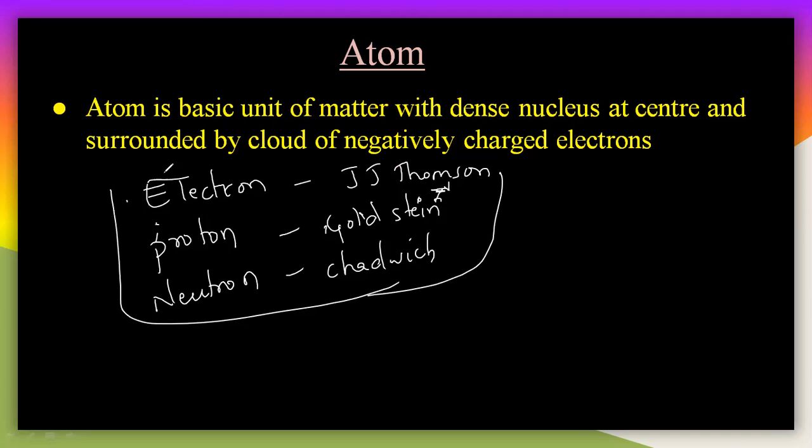This electron is a negatively charged particle, the proton is a positively charged particle, and the neutron is neutral, that is, it has zero charge.